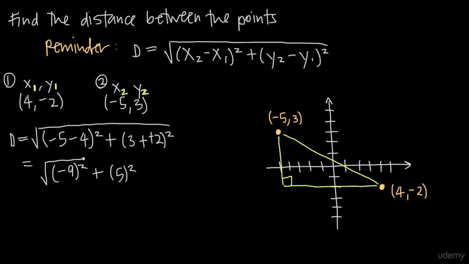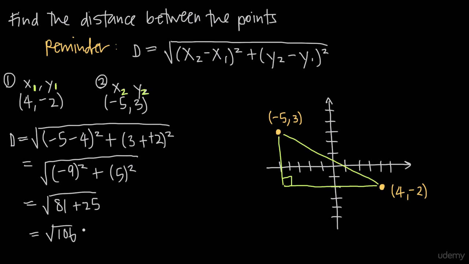We'll put that under our square root sign, and then squaring both of these, negative 9 squared gives us a positive 81, 5 squared gives us a positive 25, 81 plus 25 is 106, so we get the square root of 106. And because there are no perfect squares which factor into 106, this is as simple as we can get it, and we can say that the distance between these two points, (4, negative 2) and (negative 5, 3), is the square root of 106.